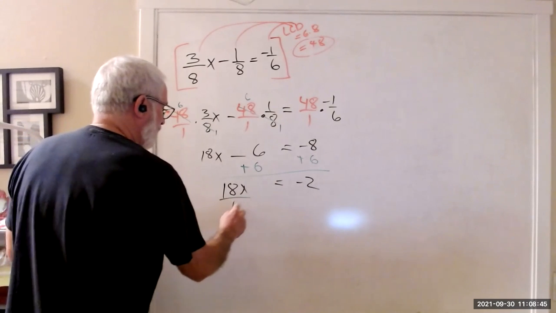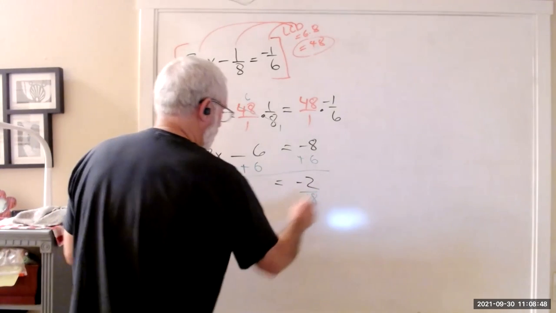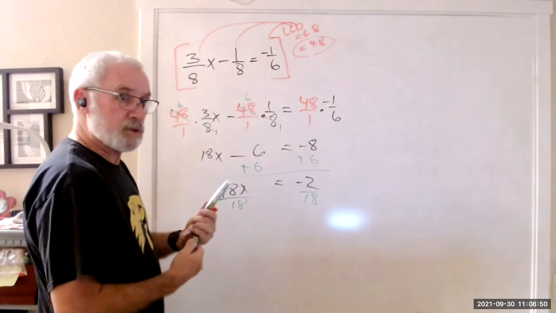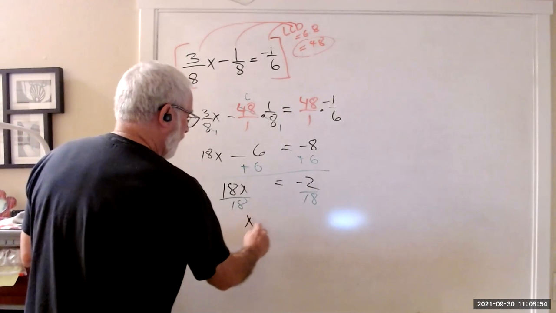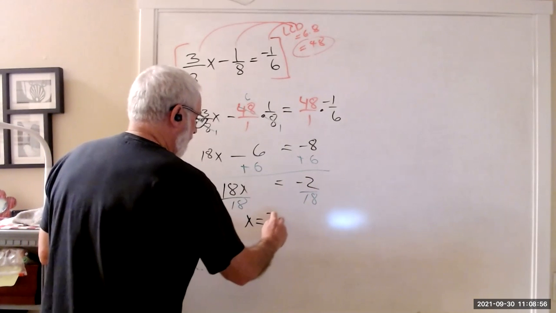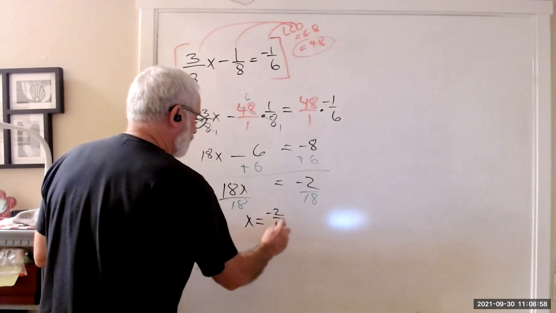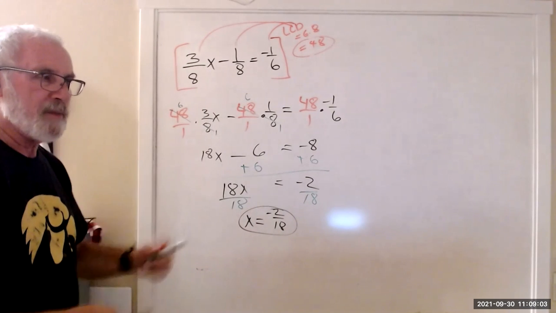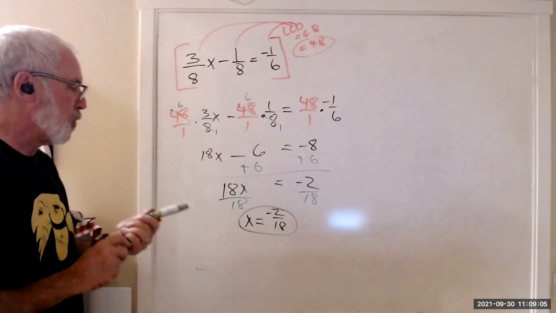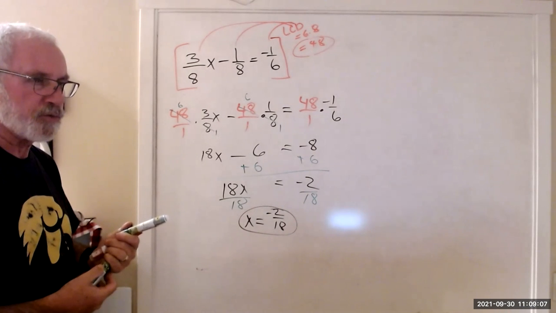Divide by 18 to get x alone. Where's the glare? Okay, the 18 is kind of in the glare. So we're going to get x is negative 2/18. That is correct, but incorrect. Your mathematics is correct. You always have to reduce your fractions.